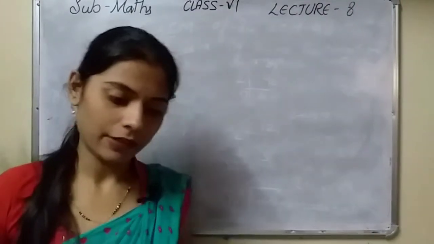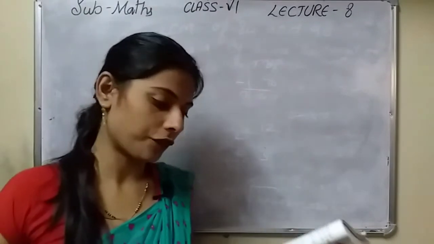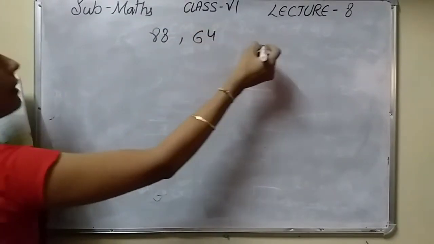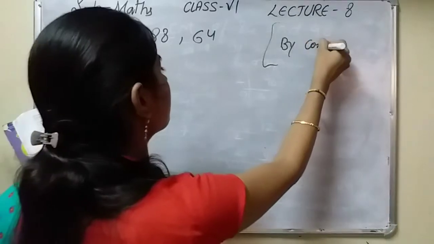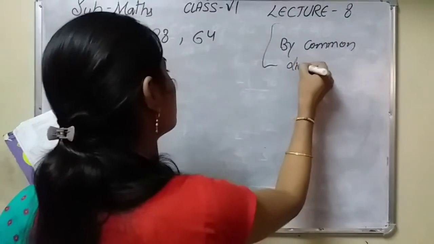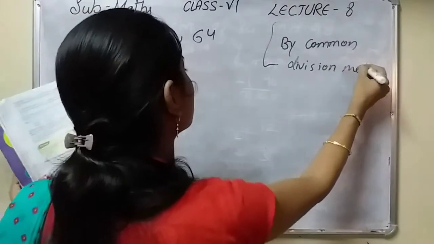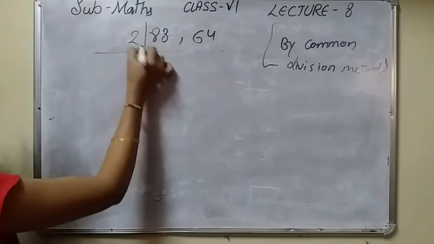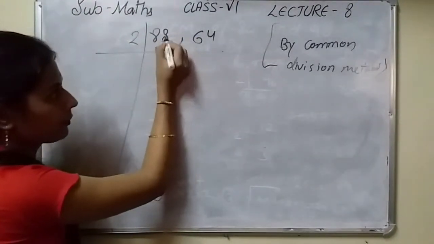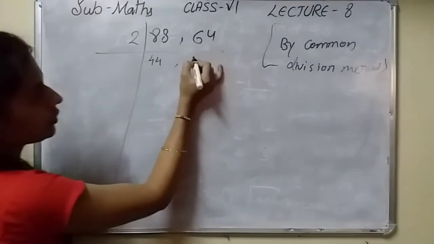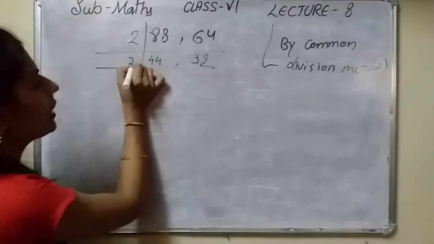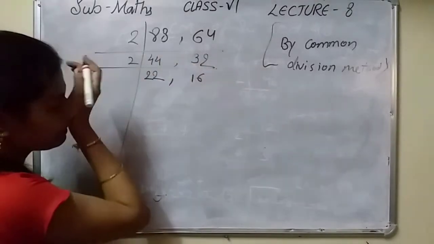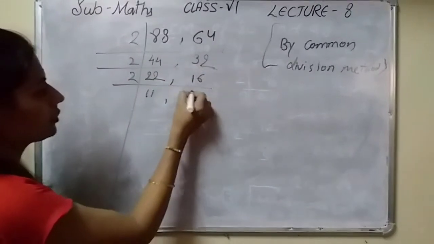Now see example number 17. Find the LCM of 88 and 64 by common division method. 88 and 64, by common division you have to take out your LCM. See, put one comma also. 2 4s are 8, 2 4s are 8, comma 2 3s are 6, 2 2s are 4. By 2, 2 2s are 4, 2 2s are 4, 2 1s are 2, remaining 1, 2 6s are 12, 11, 2 8s are 16.